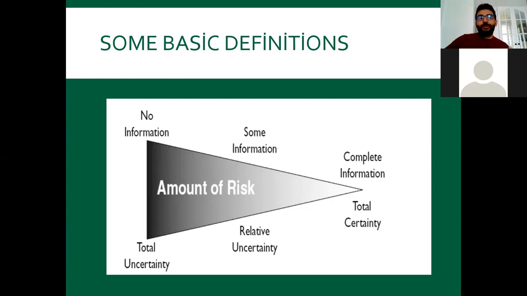Similarly, in projects, the amount of risk actually depends on that. How much information do you have on the risk factors? If you have complete information, actually it's not possible. Generally, no one can have complete information about the environmental factors. If there were complete information, the strategic management plans would be unnecessary, right? If there were complete information, everyone would know what they need to do.